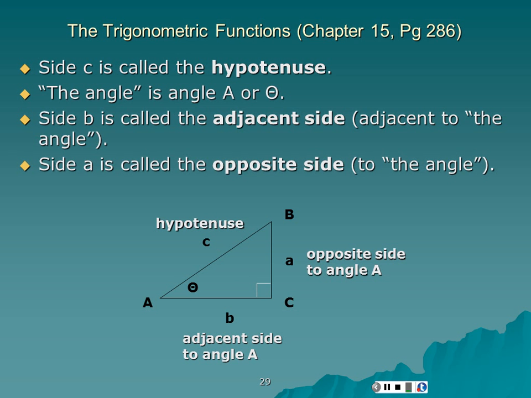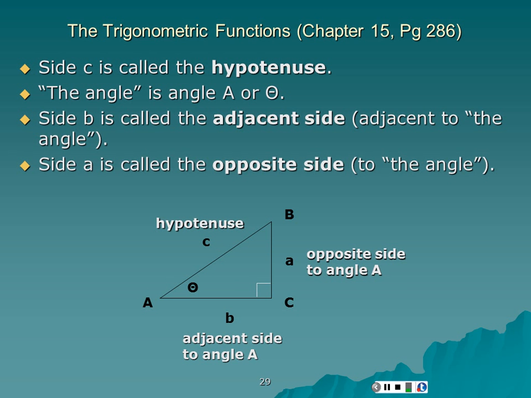Now we will look at some trigonometric functions today. Now these functions are also useful. In some cases they are more useful than the Pythagorean theorem because these functions will help you to find one side when only one side is given.